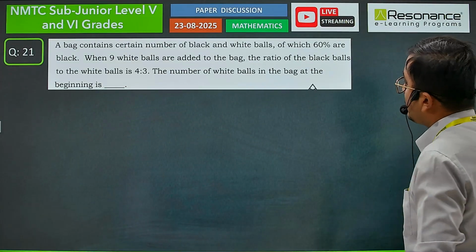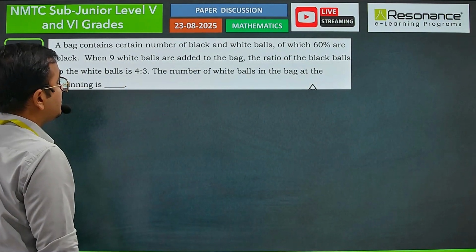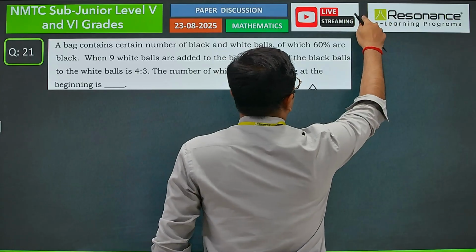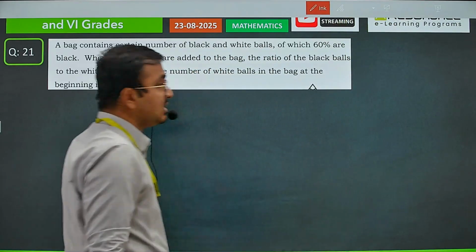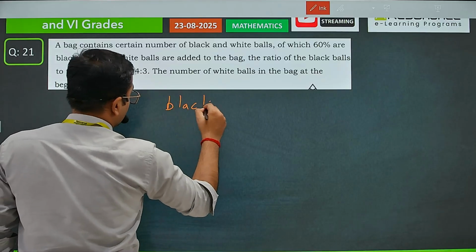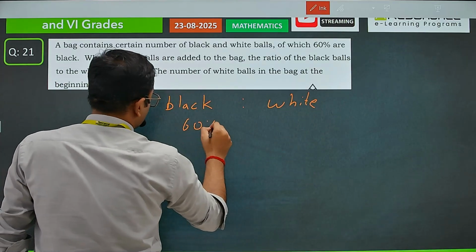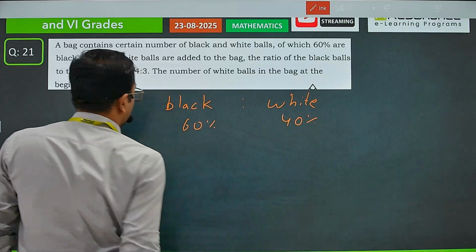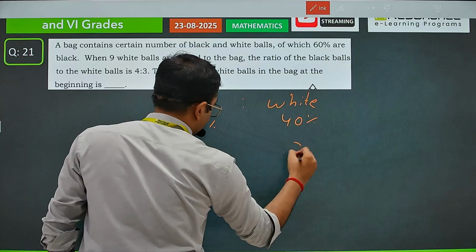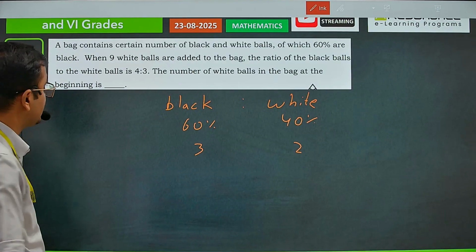Question 21. A bag contains black balls and white balls. 60% of them are black. Okay, let's start. Let me write black, let me write white. So 60% and 40%. We can compare the ratio between them. So the ratio is 3:2. In the beginning, they are in the ratio 3:2.